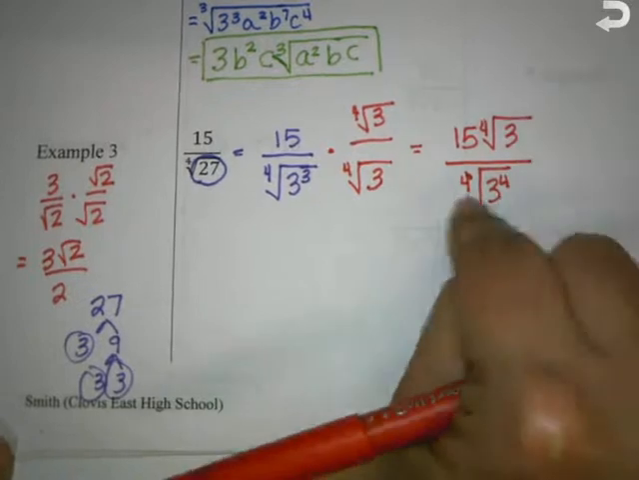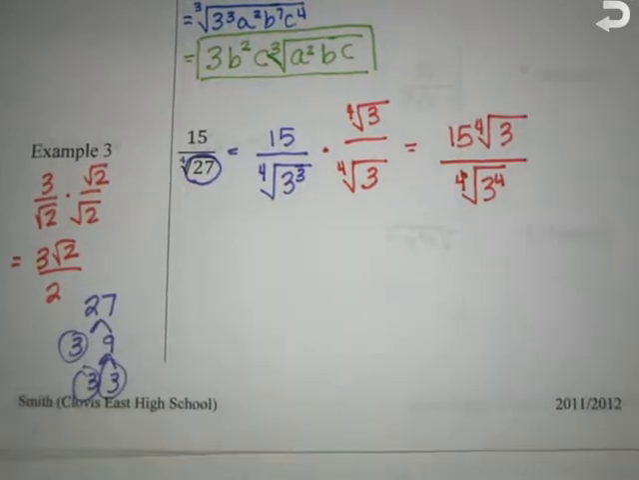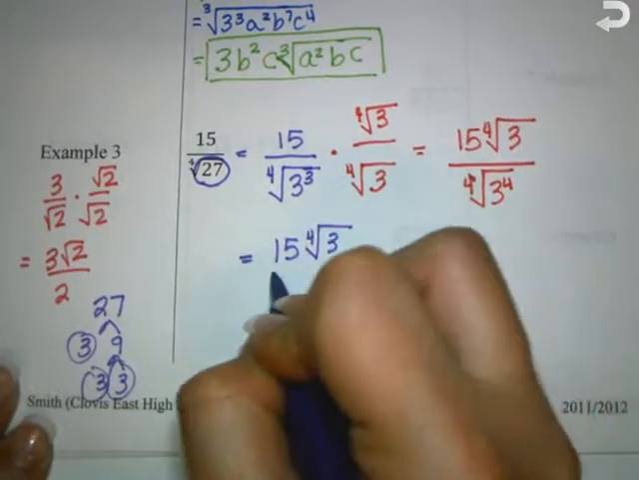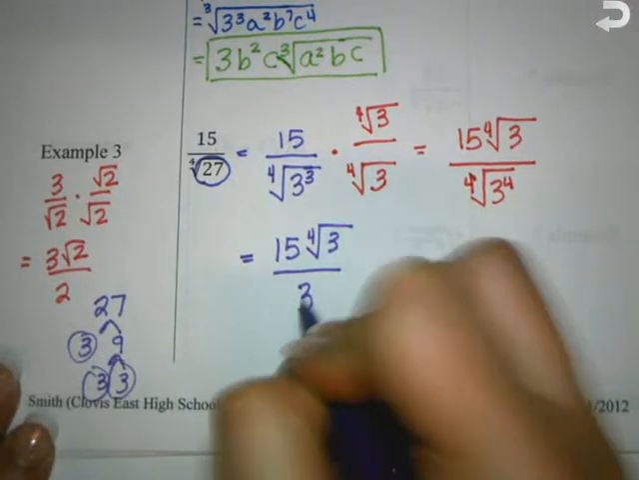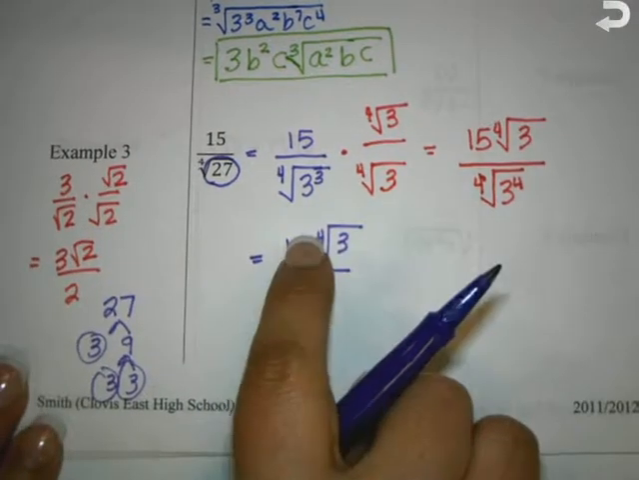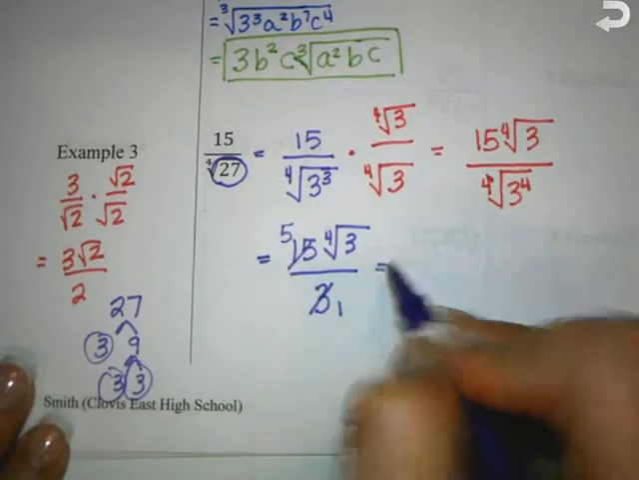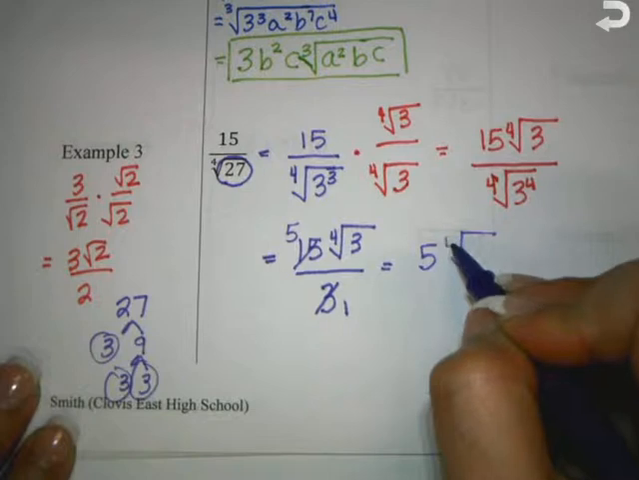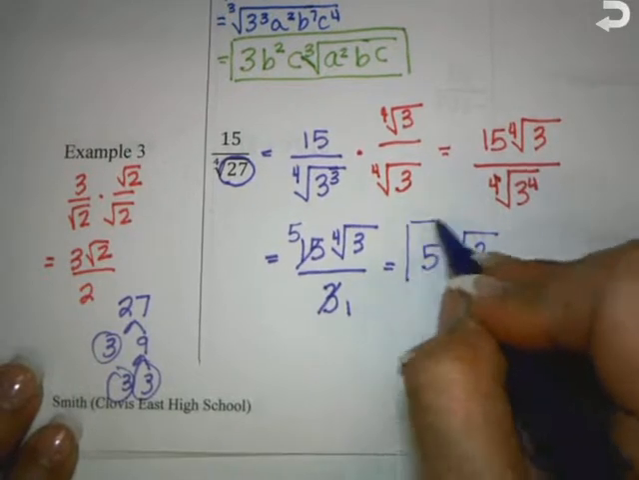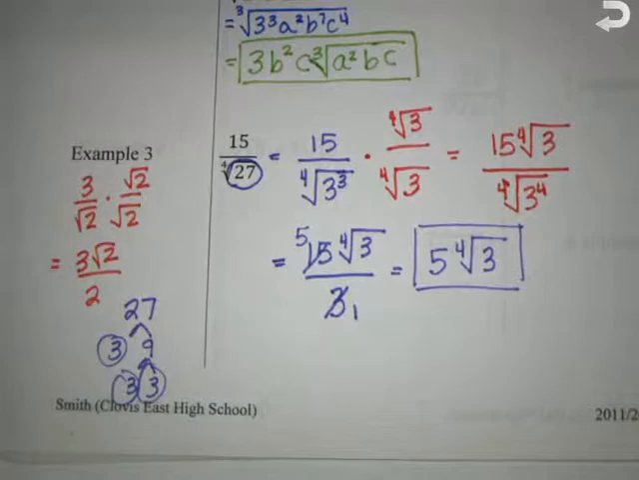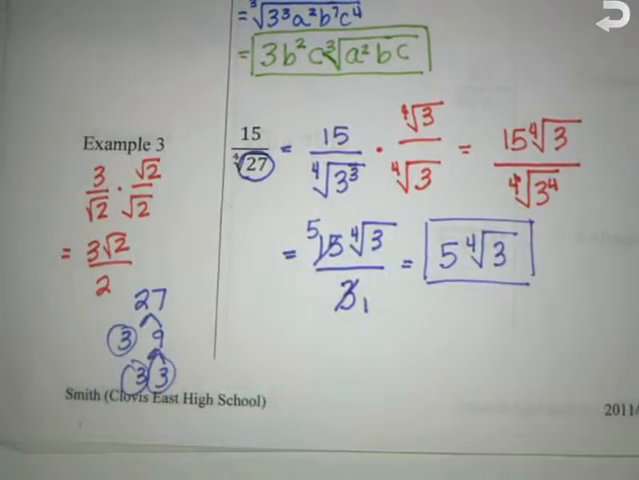So what would I get for my answer? 15, 4th root 3, all over 3. And then these reduce, right? You guys are getting a little bit ahead of me. These reduce. 5, right? So my answer is 5, 4th root 3. So it actually helps us on this one to factor it out first and see how many groupings of 4 we already have before we start. Okay? Does that make sense?